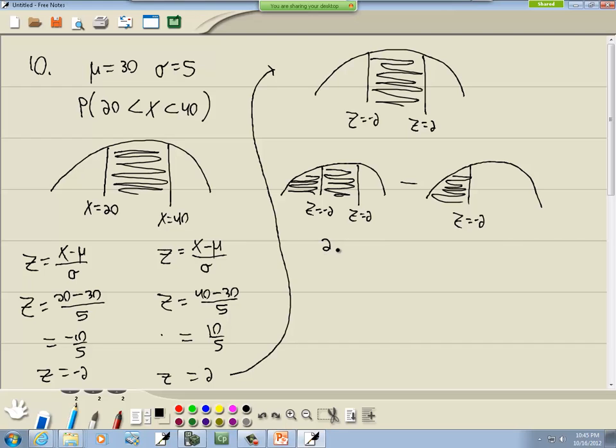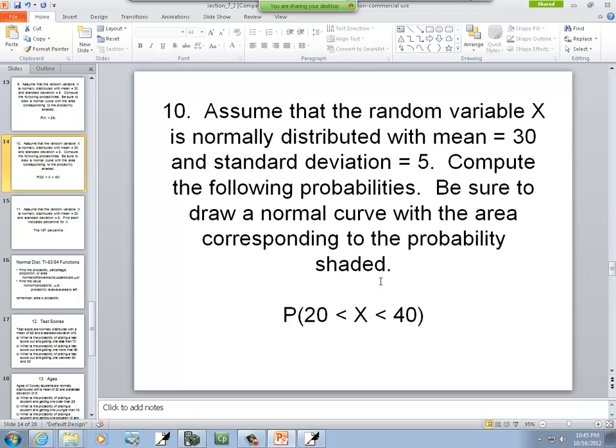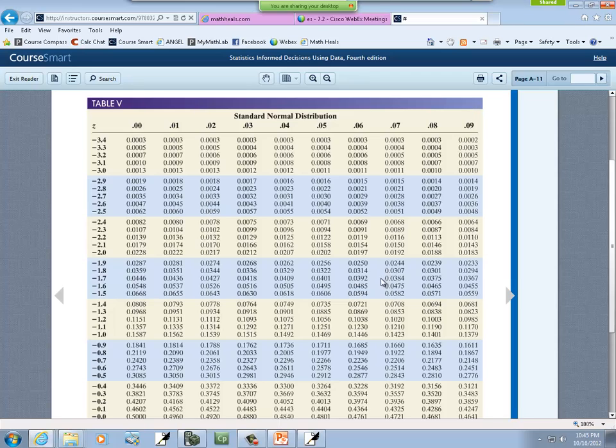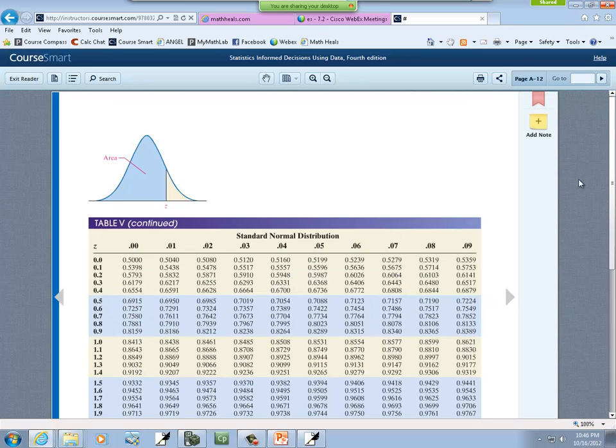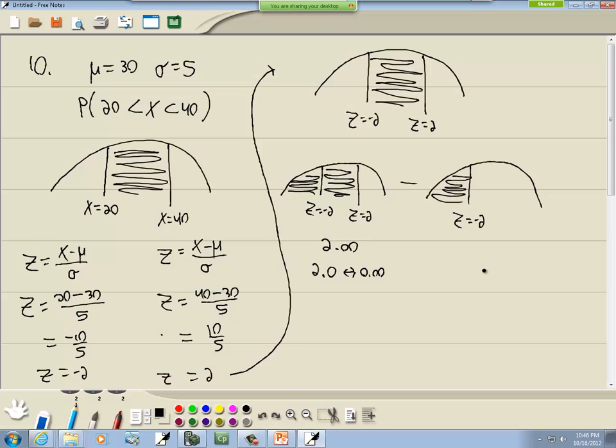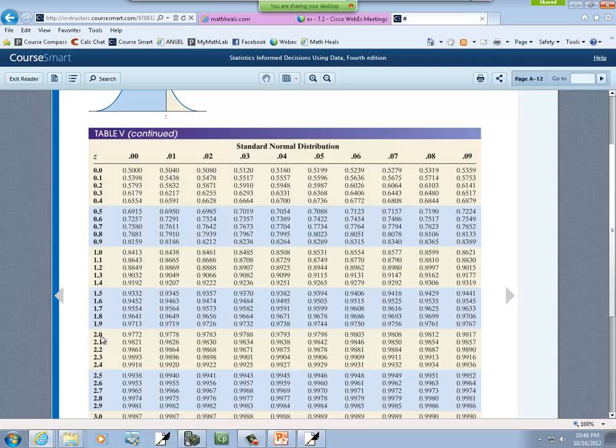Now 2 is like 2.00, which if I split it up would be 2.0, and then the hundreds place would be 0.00. So let's look this up in our table. And come over to here. And here's 2.0, and then the hundreds place is a 0.00. So here's 2.0, hundreds place is right here. That would be 0.9772.